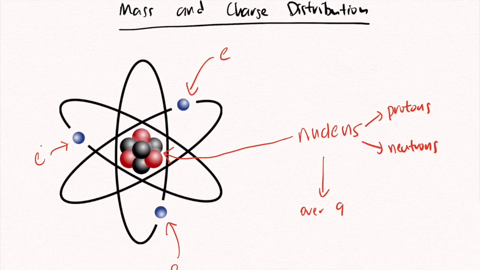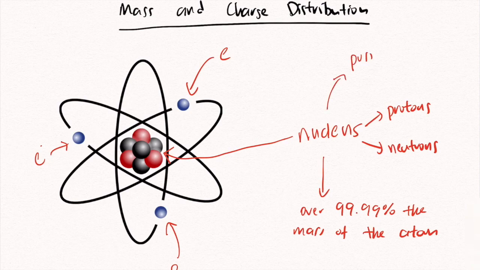Proportionally, the nucleus contributes to over 99.99% of the total mass of the atom. The nucleus will also be positively charged, given that it comprises of only the protons, which are positively charged, and the neutrons, which are neutral.